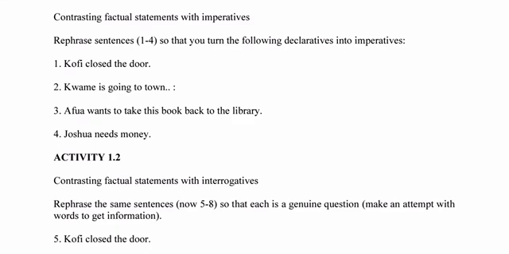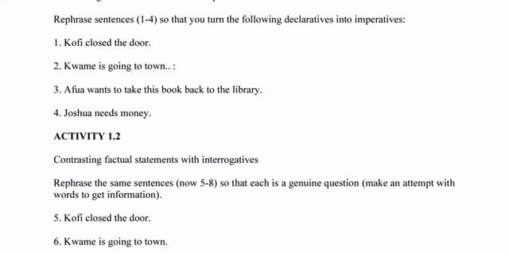So we want to convert the following declaratives, statements giving us information, into imperative statements that want something to be done. So let's look at example 1. Kofi closed the door. Yes, it is a declarative. It is telling us something that was done. Kofi closed the door. Converting this to an imperative, we can get, Kofi, would you please close the door? I want Kofi to close the door.